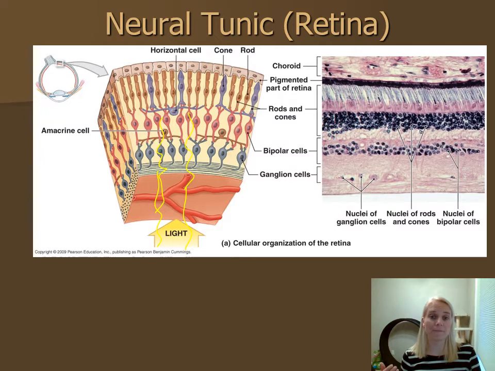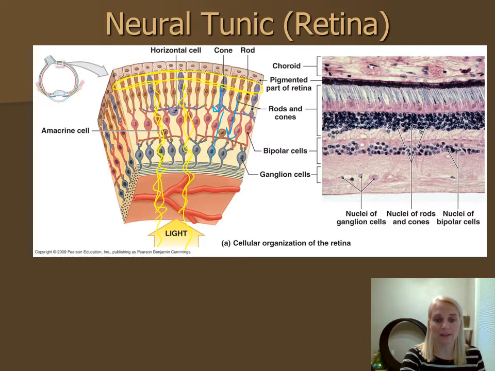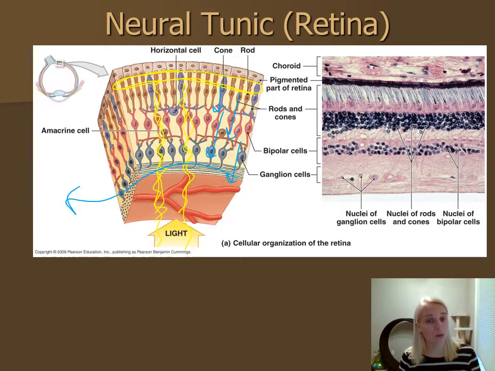The light actually passes through the ganglion cells and the bipolar cells. There's no reception for light in those first two layers. So the light actually goes all the way past that, and it is in these outer rod and cone shaped pieces of the photoreceptors where the light actually gets converted to a chemical message. And then we have action potentials leaving and going towards the optic nerve. So it's a very cool process.